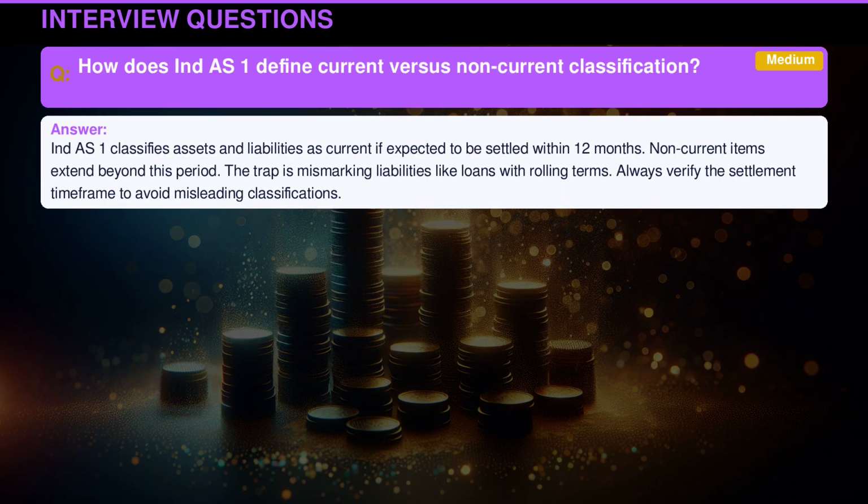Indian Accounting Standard 1 classifies assets and liabilities as current if expected to be settled within 12 months. Non-current items extend beyond this period. The trap is mismarking liabilities like loans with rolling terms. Always verify the settlement timeframe to avoid misleading classifications.